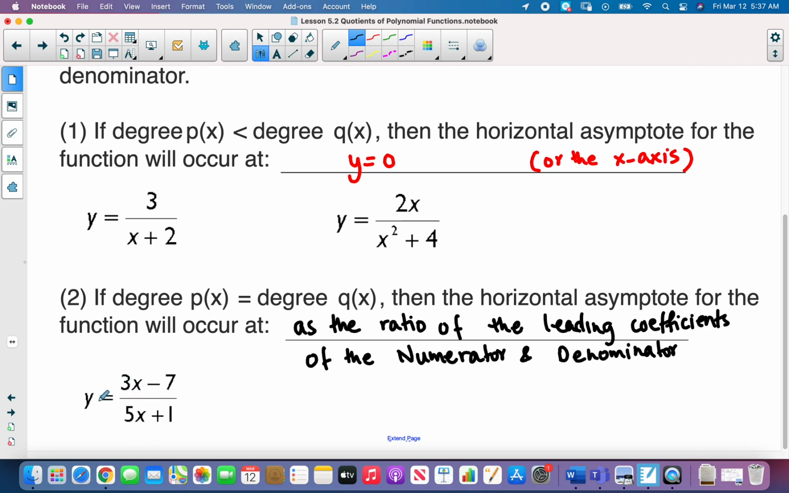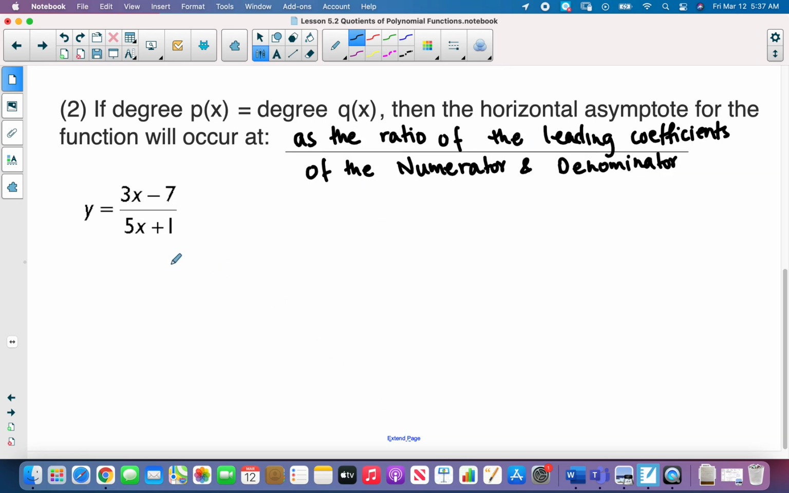So if we have an example like this, 3x minus 7 divided by 5x plus 1, where both have degrees of 1 in the numerator and the denominator, then the horizontal asymptote will be at y equals 3 over 5. So it's the ratio of the leading coefficients of the numerator and the denominator.